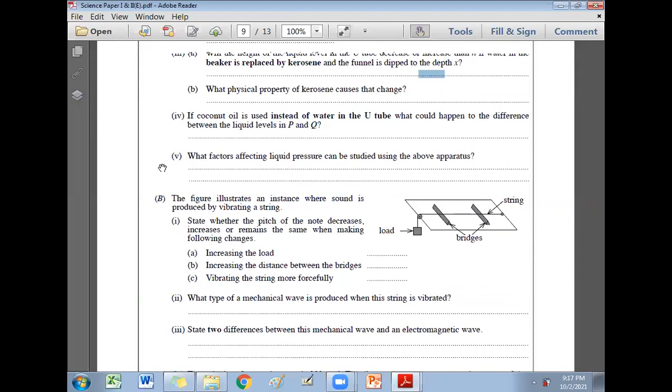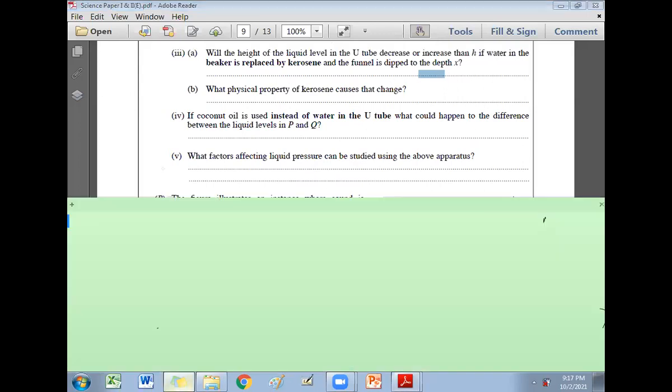Part 4. If coconut oil is used instead of water in the U-tube, not in the thistle funnel side, that U-tube side. There's a U-tube here. This side, you use what? Instead of water, what is added here? Coconut oil. Water is replaced with coconut oil in this side.